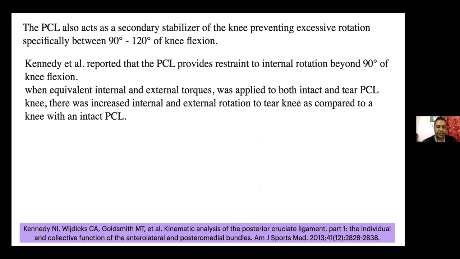Kennedy et al. have a study on the kinematic analysis of the PCL on the individual and collective function of the anterolateral and posteromedial bundles, and they reported that the PCL provides restraint to internal rotation beyond 90 degrees of knee flexion. They also mentioned that when equivalent internal and external torques are applied to both intact and torn PCL knees, there was increased internal and external rotation in the torn knee compared to the intact PCL knee.